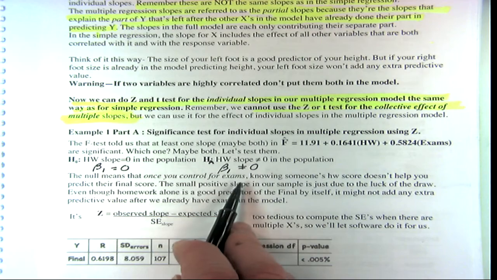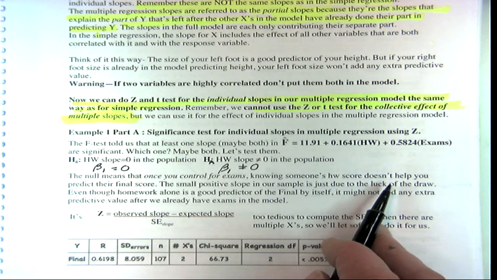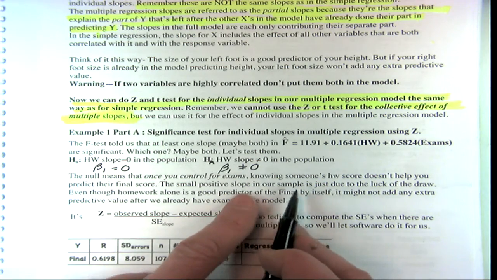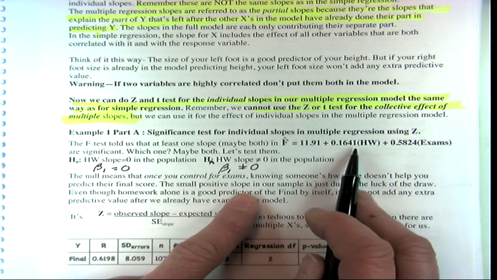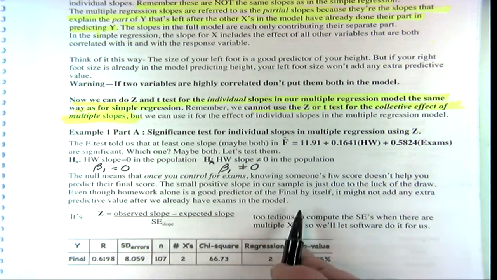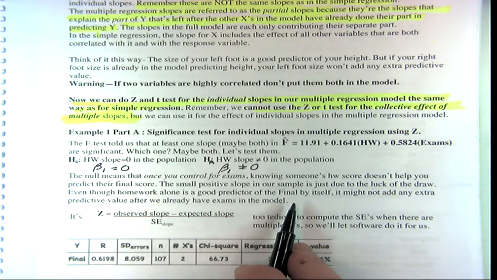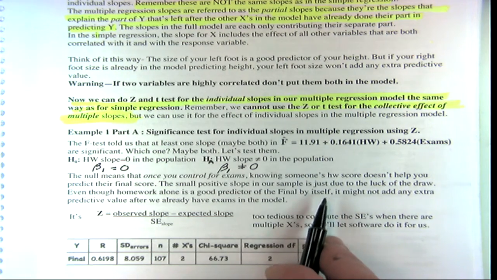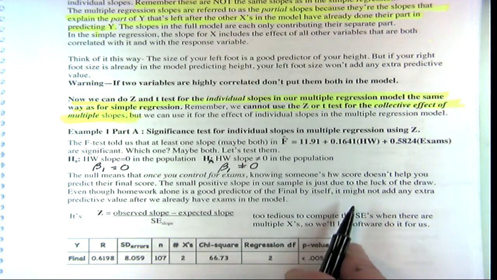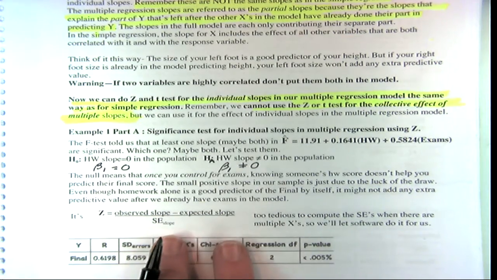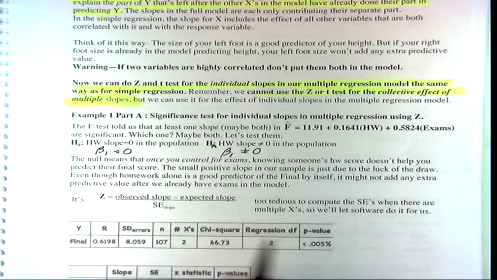Now, the null means that once you control for exams, knowing someone's homework score doesn't help you at all in predicting their final scores. The small positive slope in our sample is just due to the luck of the draw. Even though homework alone is a good predictor of the final, as we already saw when we did a simple regression, it might not be once we add exams in there. So that's the idea. We're going to use the z-test or the t-test. This is a big sample size, 107, so we could use the z-test.